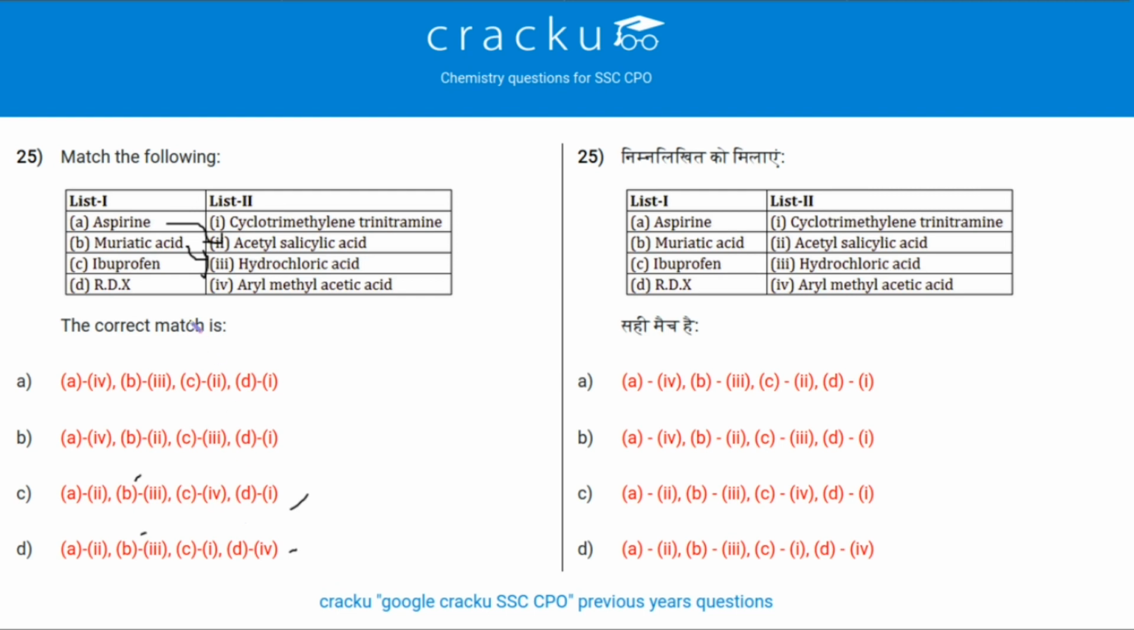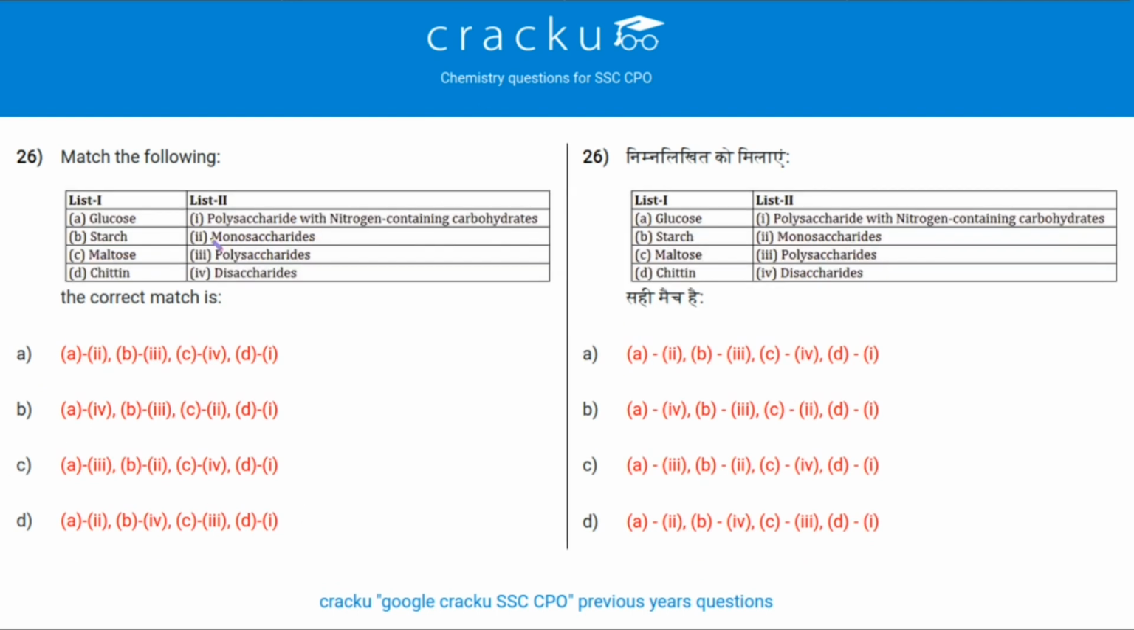Ibuprofen, what is it? Ibuprofen, also known as isobutyl phenyl propanoic acid, is aryl methyl acetic acid. So C is D and that is present in option C. So the correct answer to this question is option C, whereas RDX is cyclotrimethylene trinitramine. Next question. Once more, match the following.